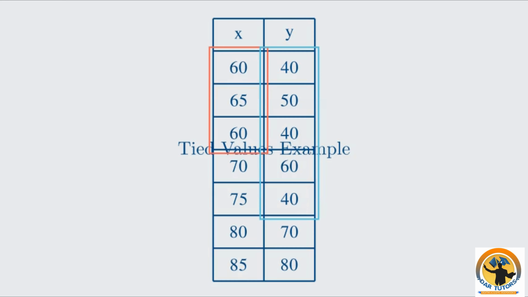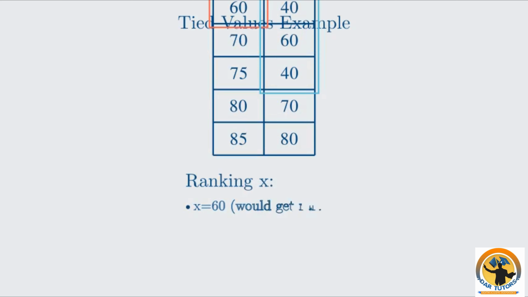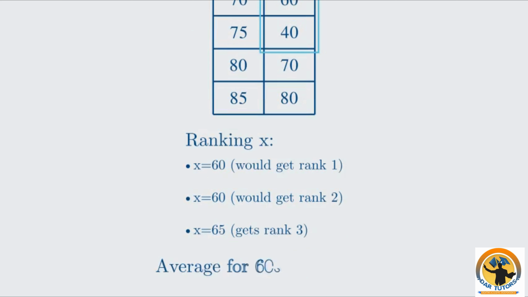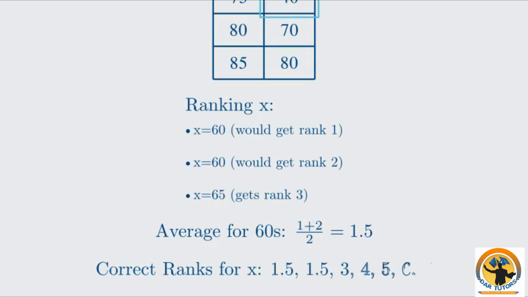The rule for handling tied ranks is to find the average of the ranks they would have received if they were not tied. Let's rank the X values first. 60, 60, 65, 70, 75, 80, 85. The value 60 is the first and second smallest. It would have received ranks 1 and 2. We average these: 1 plus 2, over 2, is 1.5. So both 60s get a rank of 1.5.